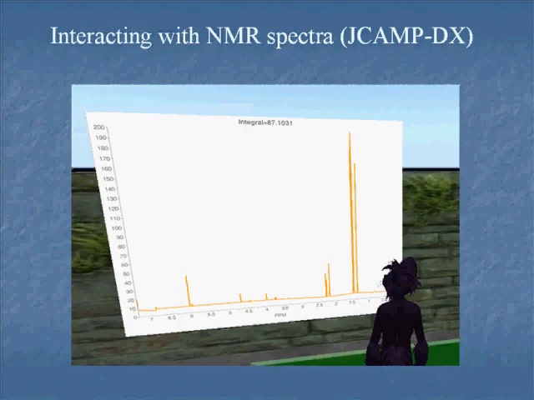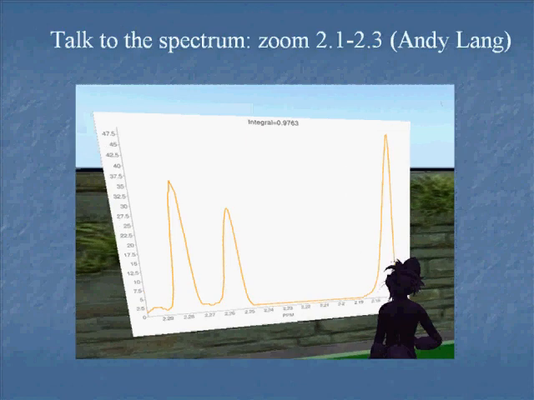We can even look at NMR spectra, or any spectrum that is in JCAMP format. You can talk to the spectrum in Second Life, and it'll zoom in to the region that you want. So Second Life is really becoming a pretty cool environment for discussing some pretty high-level chemistry. You really could do that with your students.